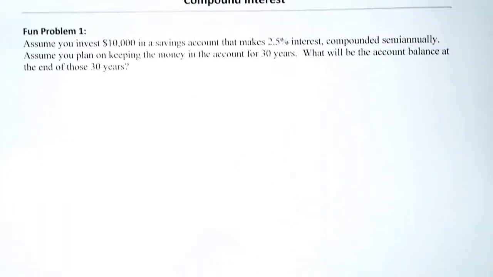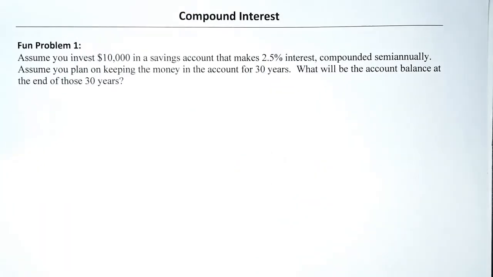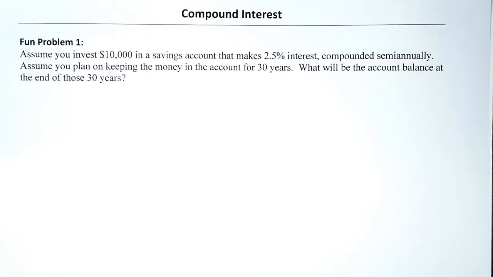Okay. So we have fun problem number 1. It says, assume you invest $10,000 in a savings account that makes 2.5% interest compounded semi-annually. Assume you plan on keeping the money in the account for 30 years. What will be the account balance at the end of those 30 years?